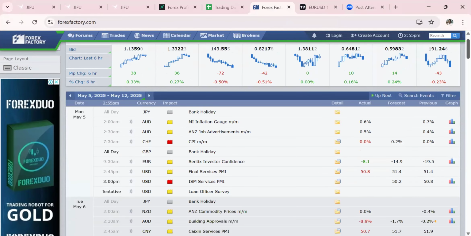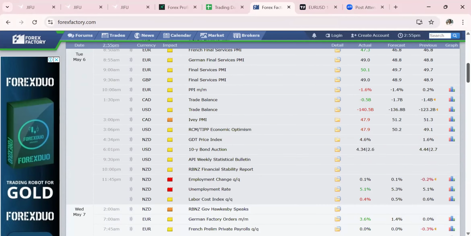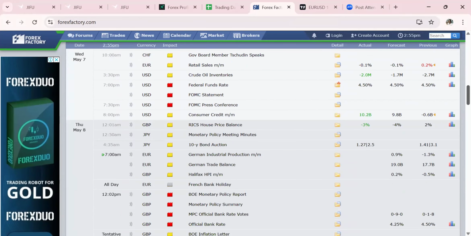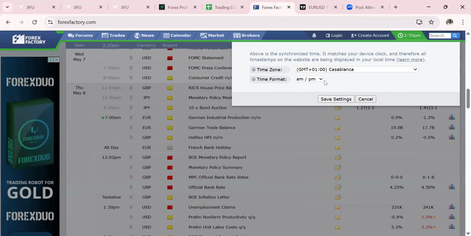When you want to trade, best practice is to always check Forex Factory for news. Today is Thursday, so around 10, no, around 12 noon my time. What time zone am I on? This one is showing GMT +1.